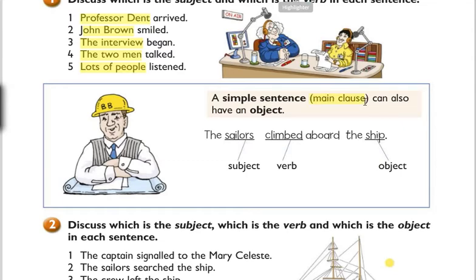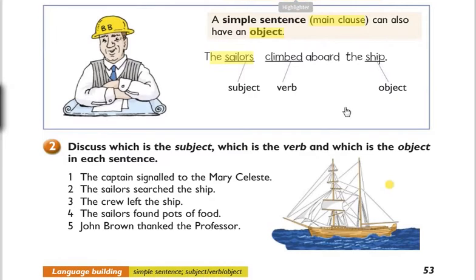Some sentences don't contain an object, but most of the sentences in English have an object. Like, for example, the sailors climb aboard the ship. The sailors, this is the subject. Climb is the verb. Aboard, a preposition, and the ship is an object. So let's discuss the subject and the verb and the object in each of the following sentences.